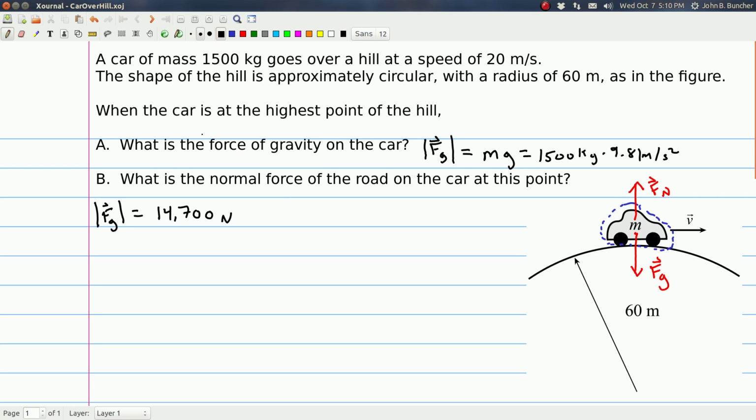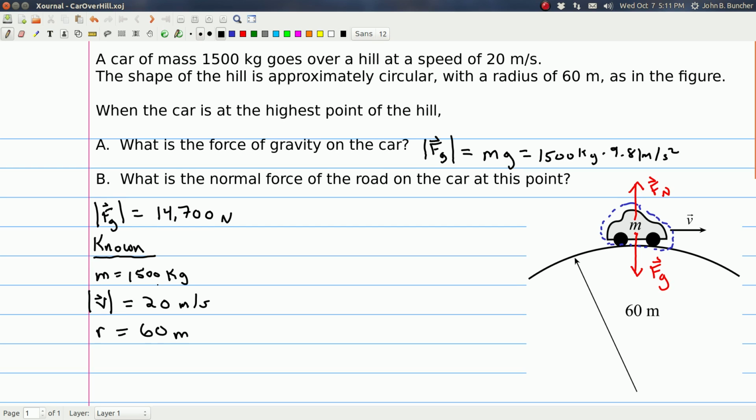We're going to write down everything we know. So I know the mass is 1,500 kilograms. I know the speed of the car at the top is 20 meters per second. And I know the radius of the circle is 60 meters. I'm going to just rewrite that so it's a little bit easier to see. V. That's a little better. Okay.